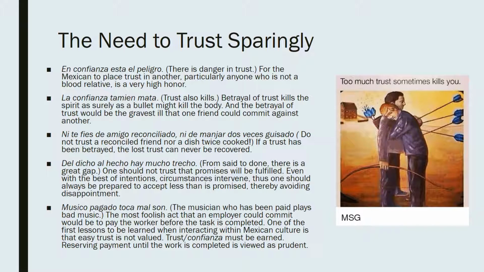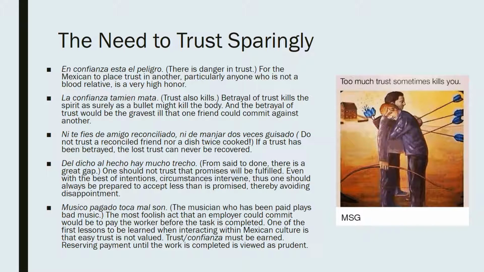Then there is the need to trust sparingly. First phrase: there is danger in trust. For the Mexican to place trust in another, particularly anyone who is not a blood relative, is a very high honor. Trust also kills. Betrayal of trust kills the spirit as surely as a bullet might kill the body, and the betrayal of trust would be the gravest ill that one friend could commit against another.